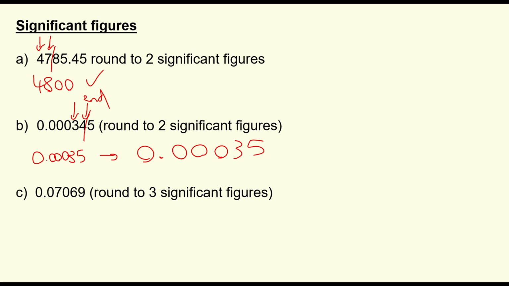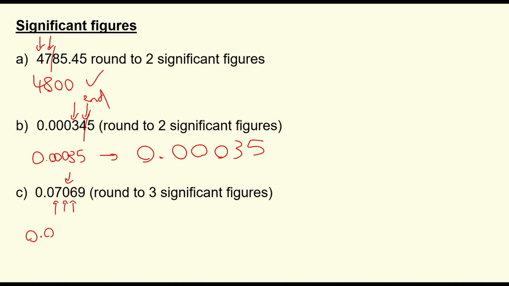Okay, and then this one here is a tricky one. Remember I said you don't start counting until you've had a non-zero number. A common mistake is to think, well, that's a 0, so we don't count that. Once we've started counting, we don't stop. So we start here, this counts as the first, this counts as the second, even though it's a 0, because we've started counting, and this counts as our third significant figure.